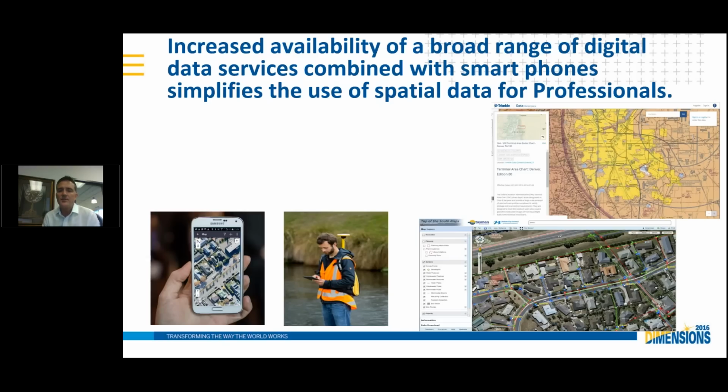Increased availability of a broad range of digital data services combined with smartphones simplifies the use of spatial data for professionals. The more we can take information and share it among the stakeholders in a job, the more cohesive and collaborative our tasks become. There are fewer cost overruns, etc., if everyone's getting updates to the job all the time in the cloud with alerts and notifications and all that kind of thing.